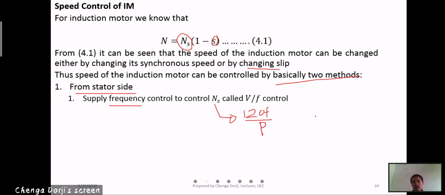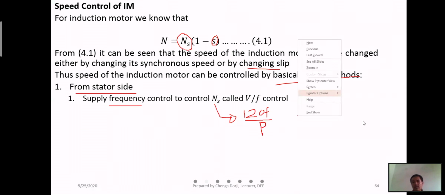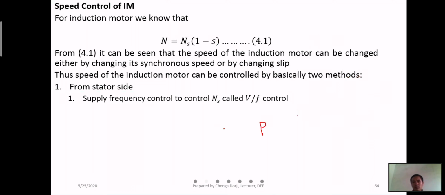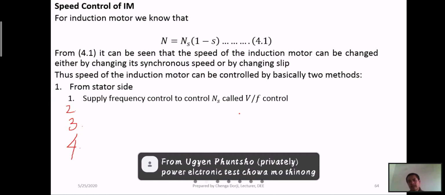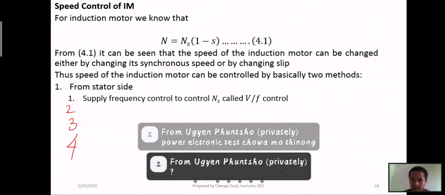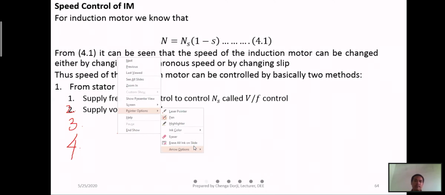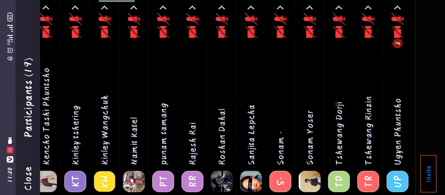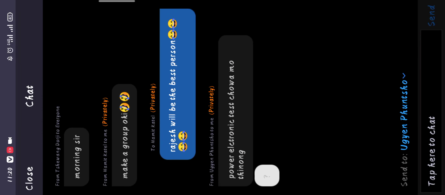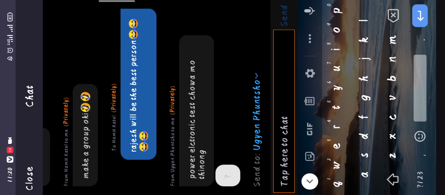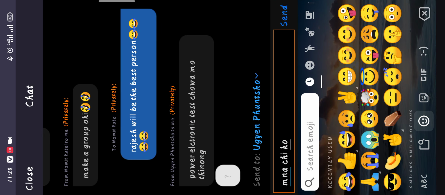Then the second method is supply voltage control. The third method is controlling the number of stator poles. The fourth one is adding a rheostat in the stator circuit, which is used for soft starting and current limiting.